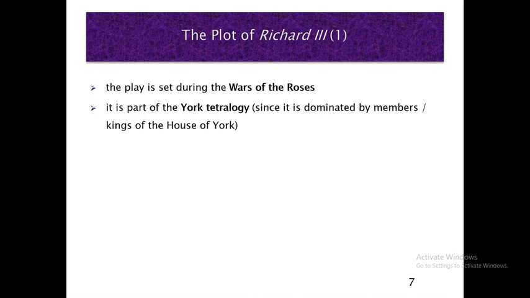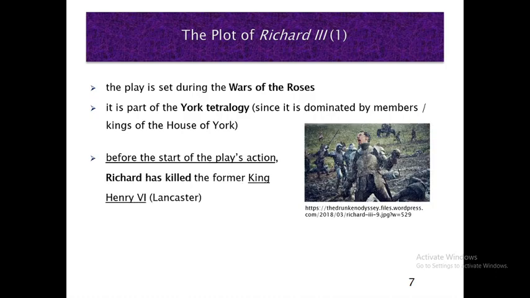As I already said, the play is set during the Wars of the Roses, so it is part of the York tetralogy, simply because it is dominated by members or kings of the House of York. For most of the action of the play, Edward and Richard are kings, members of the House of York. Only at the very end of the play, Henry VII takes over. And as I already said, before the start of the play, Richard has killed the former king Henry VI from the House of Lancaster.